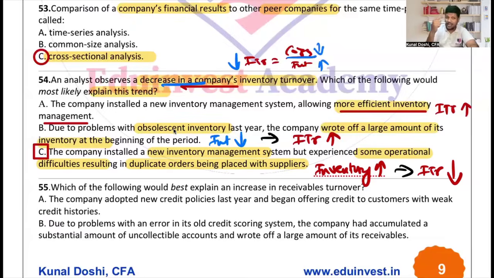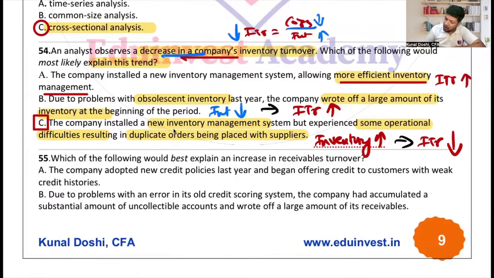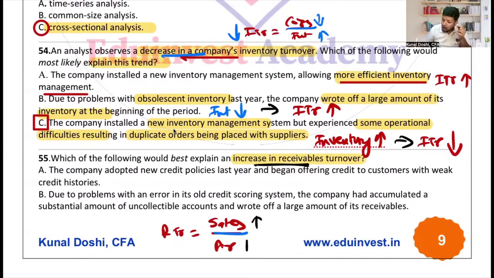There is one more analytical question related to it. Very interesting. Which of the following best explains an increase in receivable turnover? Guys, what is receivable turnover? Receivable turnover is credit sales, or simply sales or revenue, over accounts receivable. Now, guys, again, see the way I do it. An increase in receivables turnover can happen if your revenue is increasing or your receivables decrease. Only then the ratio will increase, isn't it? So you have to check all the choices and compare.